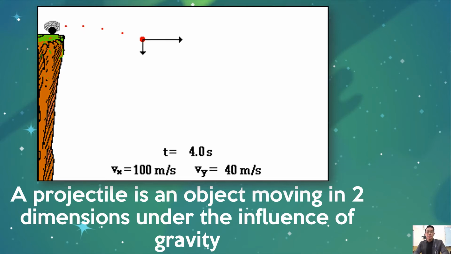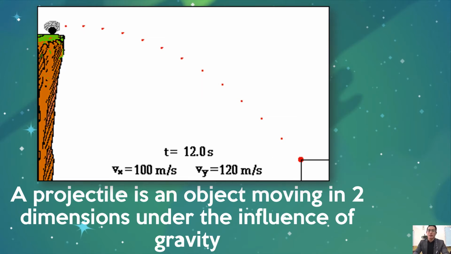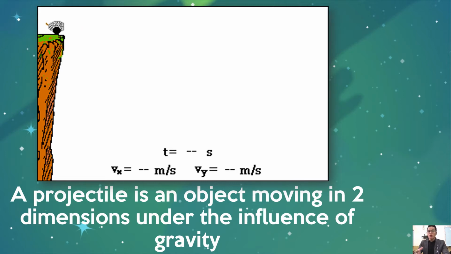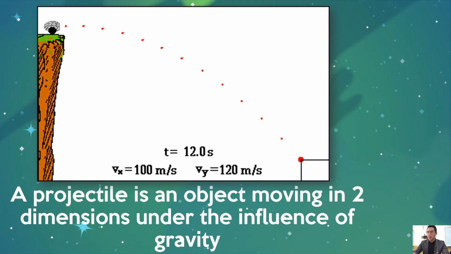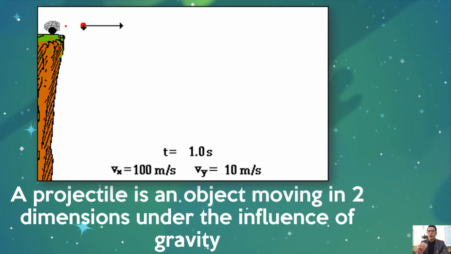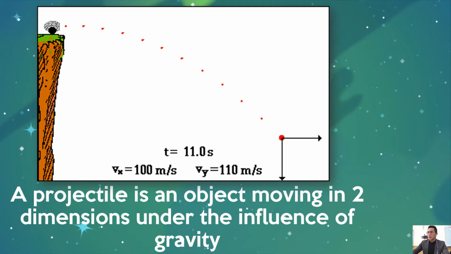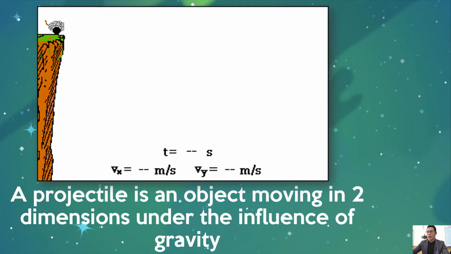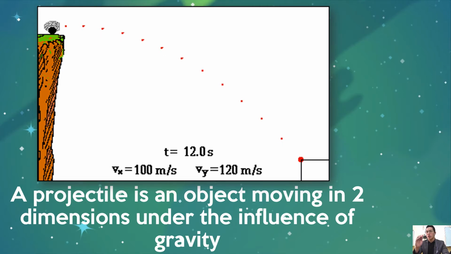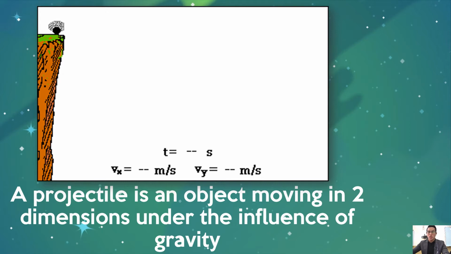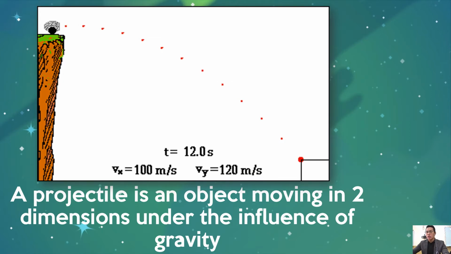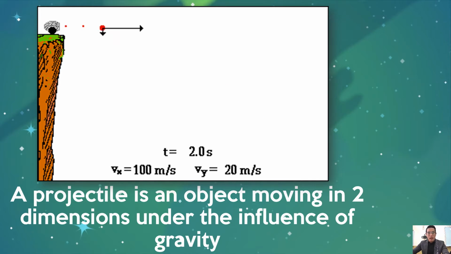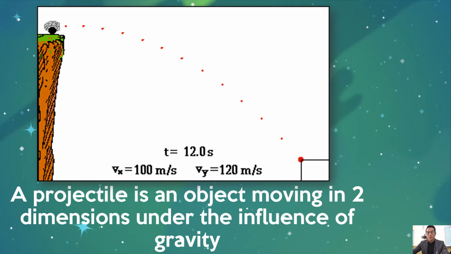A projectile can also be described as an object which is moving in two dimensions, the x and the y axis, and is influenced by gravity. As you can see here, there's a cannon being fired, and as it moves in both the horizontal dimension and the vertical dimension, as time passes it has a changing velocity y but a constant velocity x.